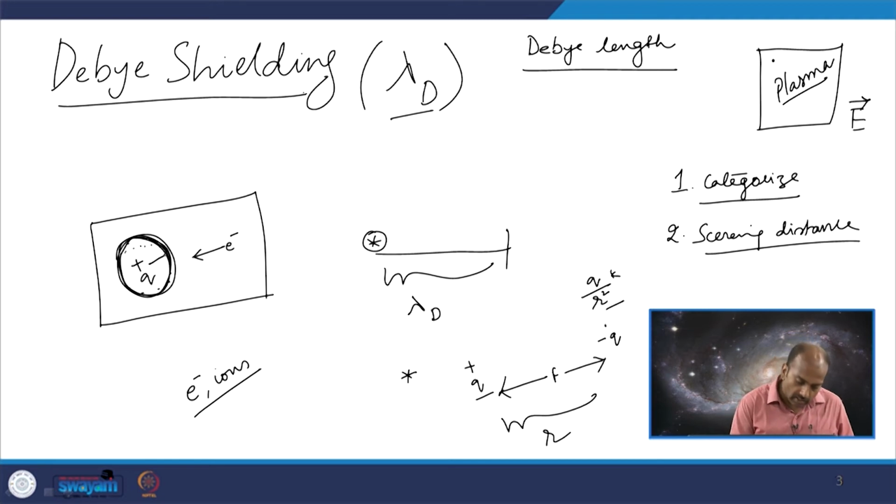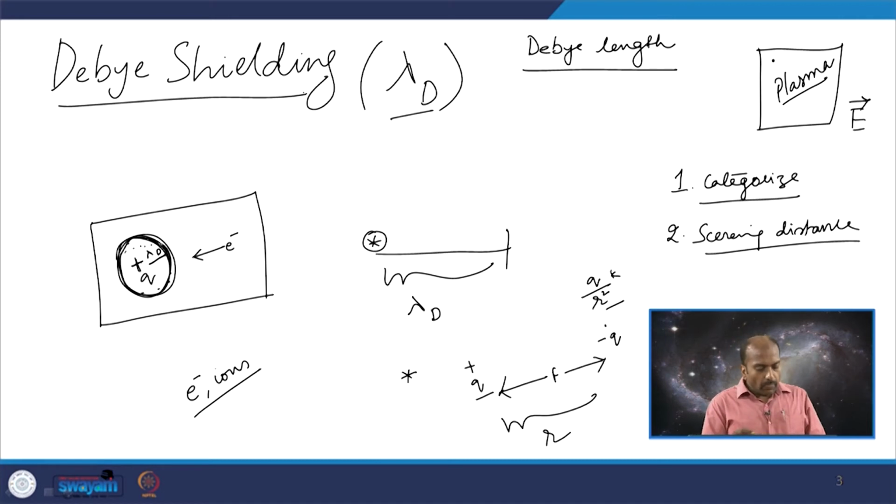Now, this length dimension over which this positive charge's influence can be felt is generally called the Debye length. Debye length defines the fundamental length characteristic of the plasma up to which the influence of a particular charge can be felt. Beyond this lambda D, or beyond this Debye length, the influence of this charge will not be felt. This is a difference that you see in comparison to the Coulombic attraction or repulsive forces.